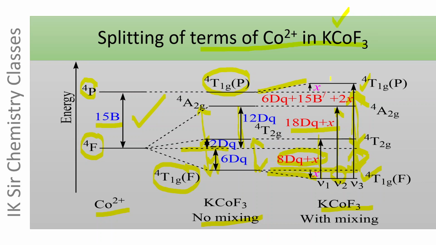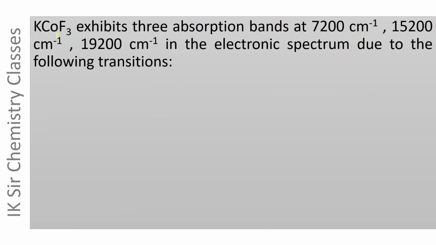These three transitions originate from quartet T1G(F). First, quartet T1G(F) to quartet T2G. Second, quartet T1G(F) to quartet A2G, and third, quartet T1G(F) to quartet T1G(P). KCoF3 exhibits three absorption bands at 7,200 cm⁻¹, 15,200 cm⁻¹, and 19,200 cm⁻¹ in the electronic spectrum due to the following transitions.